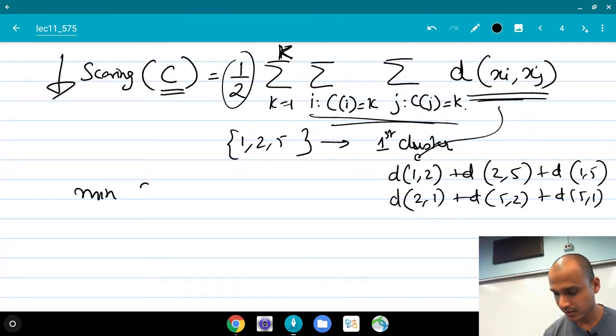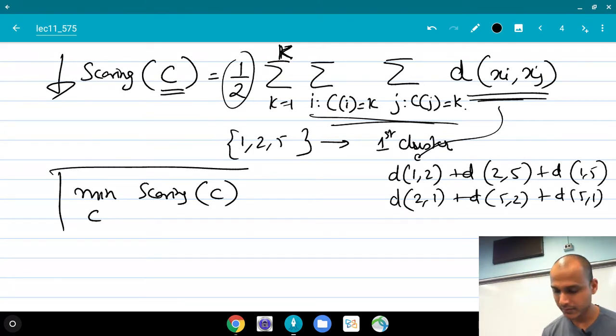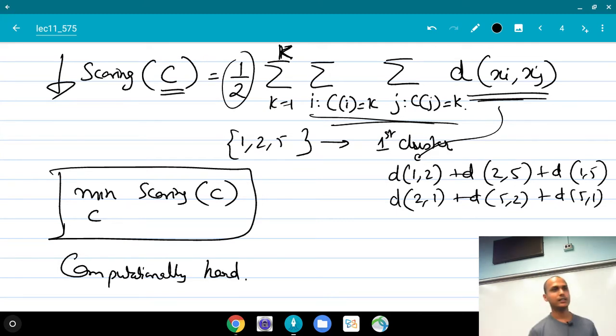Given this, we want to minimize the scoring function over all such cluster assignments, going from indices to cluster indices. Now this problem is computationally hard, because for each point there are k choices. So with n points, there are k to the power n potential functions. In the sense that you are searching for functions, these are cluster assignments. There are too many cluster assignments to consider.